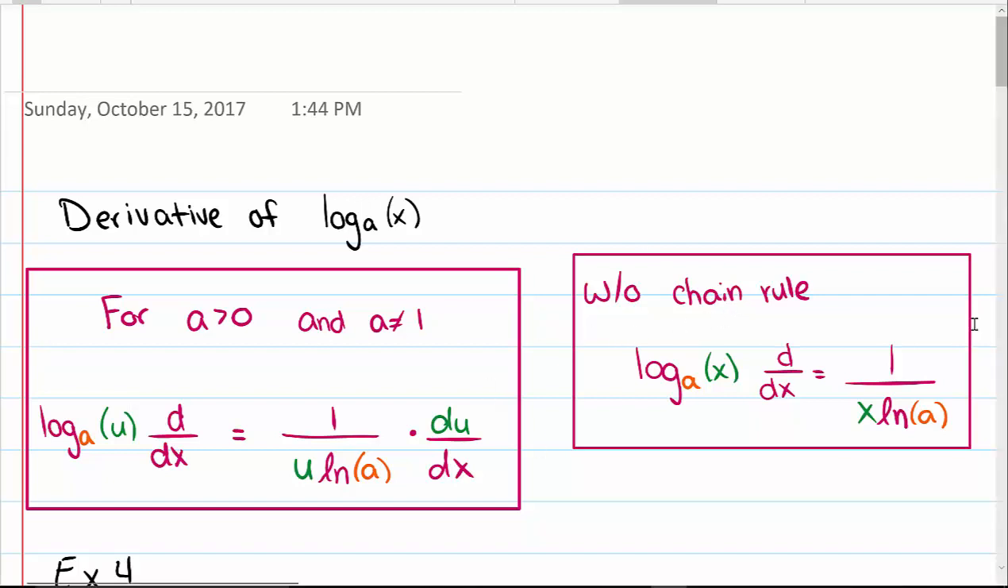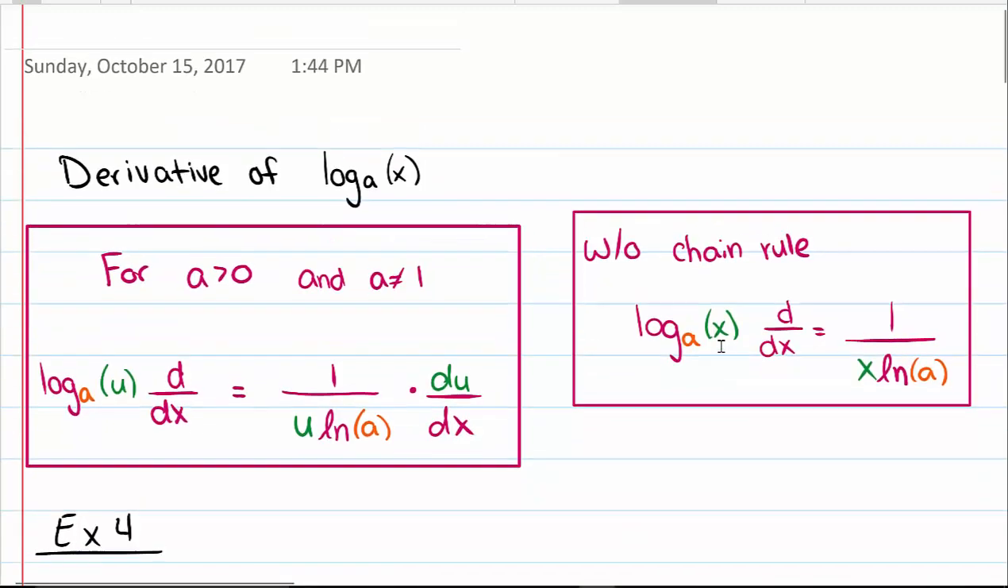Without using the chain rule, it's like the shortcut, the shorthand: the derivative of log base a of x is equal to 1 over x, this inside piece, times ln of a. And if this was anything more complicated than x, you would need to take the derivative of this. So this next example we're going to do the long way, and then I'm going to show you a shortcut method. However, this is really going to show you exactly how the chain rule will be applied when you have to repeat it.